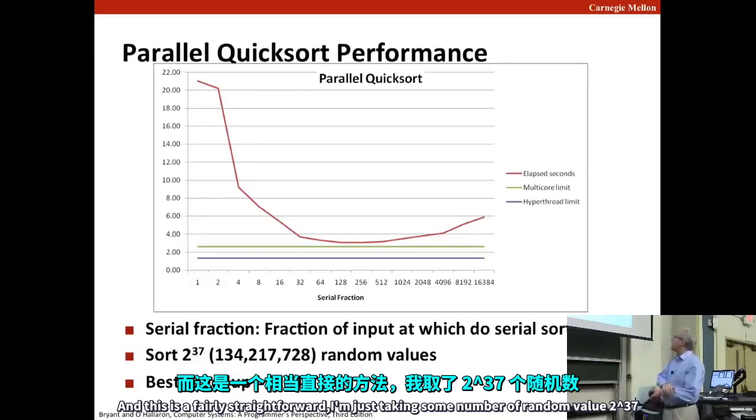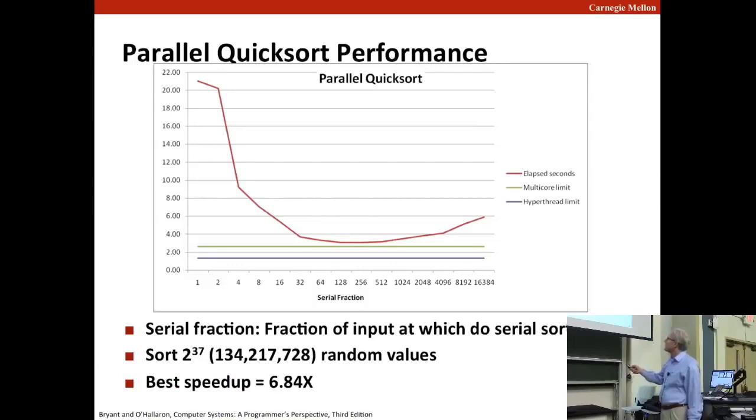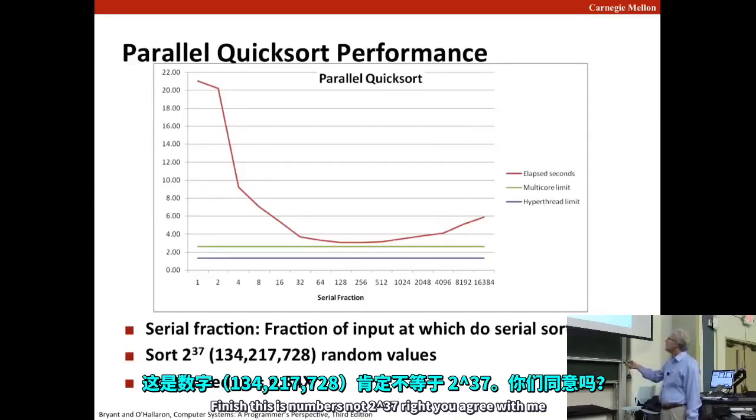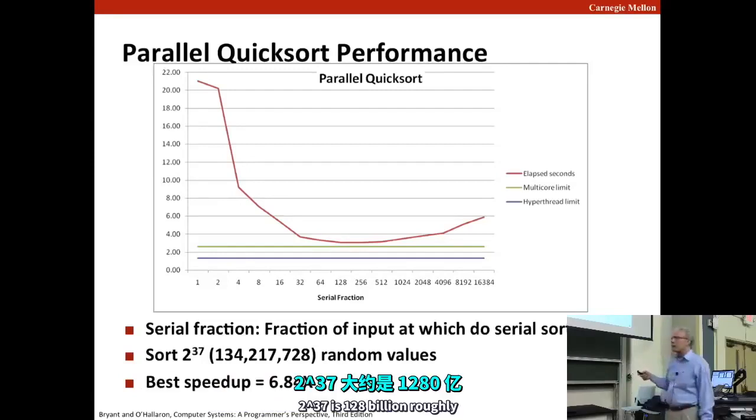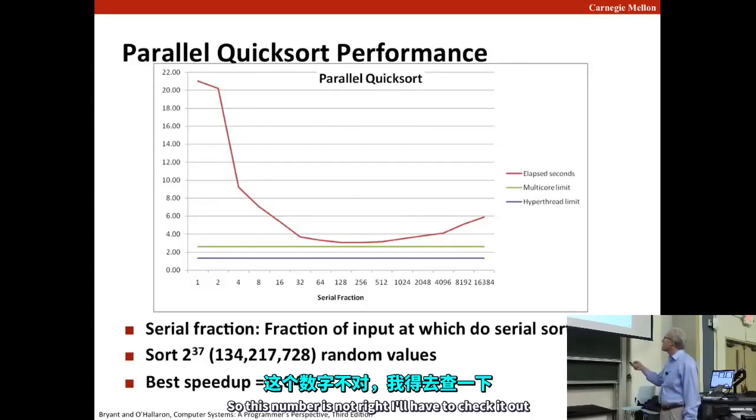So this is the performance running on the Shark machines. And this is a fairly straightforward test, I'm just taking some number of random values, 2 to the 37th. That can't be right. This number is not 2 to the 37th, right? You agree with me? 2 to the 37th is 128 billion, roughly. So this number is not right. I'll have to check it out.